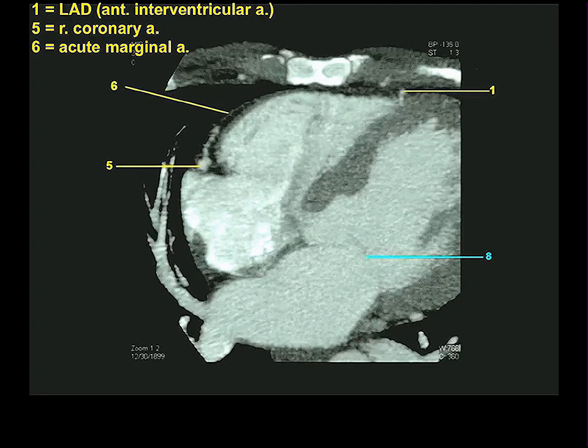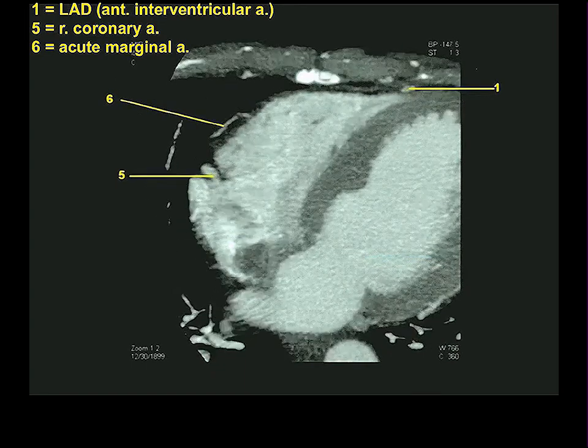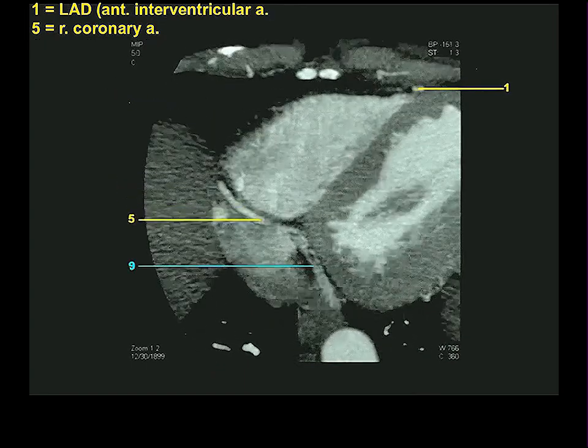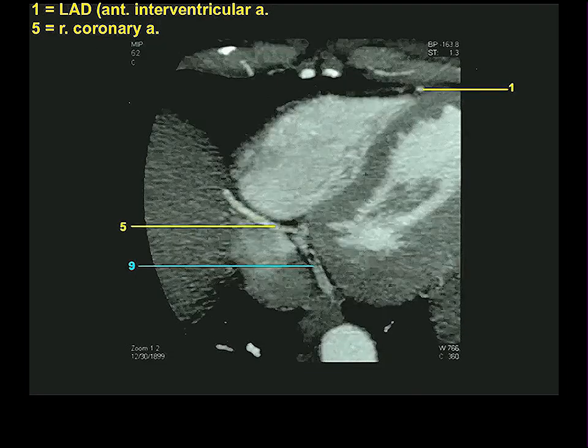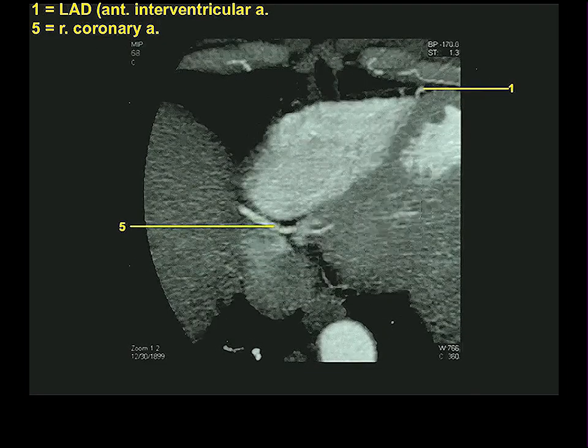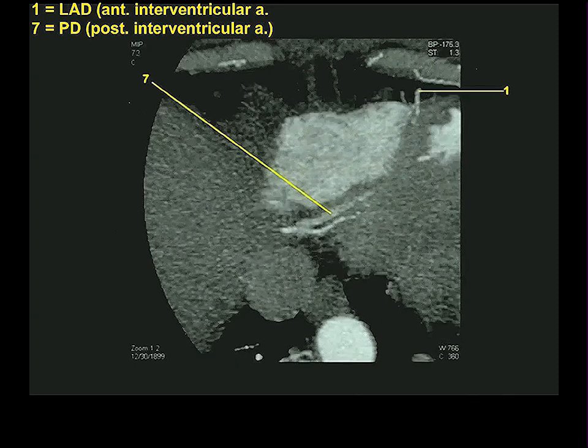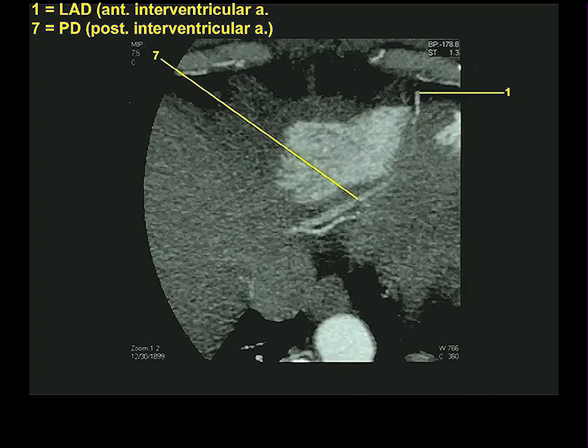And then we see the right coronary turning around onto the back of the heart, coming down here. We'll worry about that later. Coming onto the back of the heart, but this is the posterior descending. How do I know? Because, in fact, it's going to anastomose with the LAD, which is the left anterior descending.